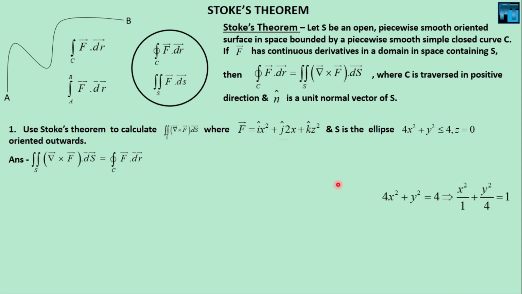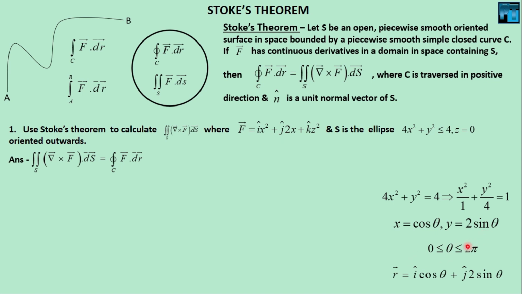This is our surface, an elliptical surface, so we can convert it into standard elliptical form, and we need this form for the parametric equation. This is x square by a square plus y square by b square equals 1. So x equals a cos theta, y equals b sin theta. So x equals 1 cos theta and y, since b square is 4, equals 2 sin theta, where theta varies between 0 to 2 pi.